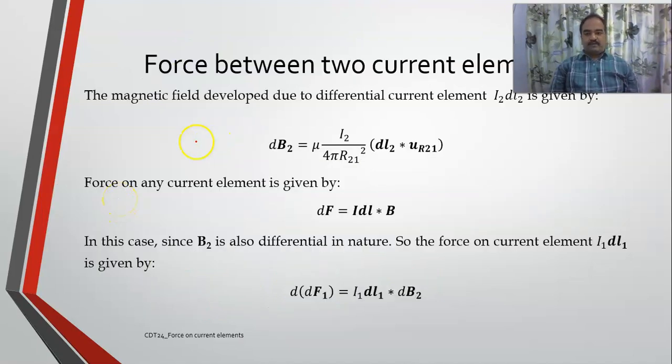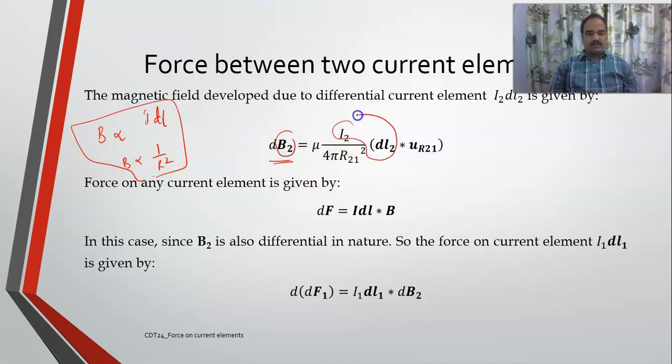Now we know that by Biot-Savart's law, the magnetic field B is proportional to IdL and inversely proportional to R square. So the same I am applying here. So dB2, this is due to the current I2 dL2, mu by 4 pi R square, where R is nothing but the distance. I have considered this as my I1 dL1, and this was my I2 dL2. So I am calculating now the force due to these elements.